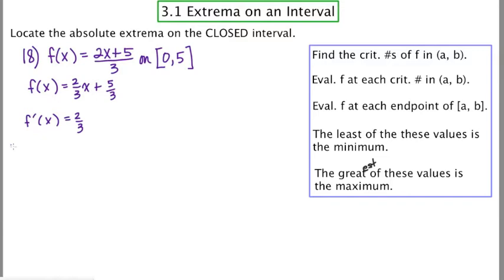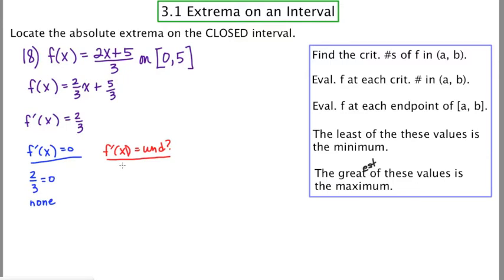So now to seek out the critical numbers, the first question is, where is the first derivative equal to 0? And the second question is, where is the derivative undefined? Okay, so if we take our derivative 2/3 and set it equal to 0, that doesn't really tell us anything. So the conclusion here is that there are no critical numbers for this step of the process.